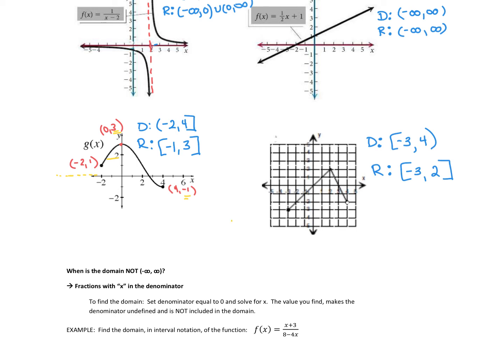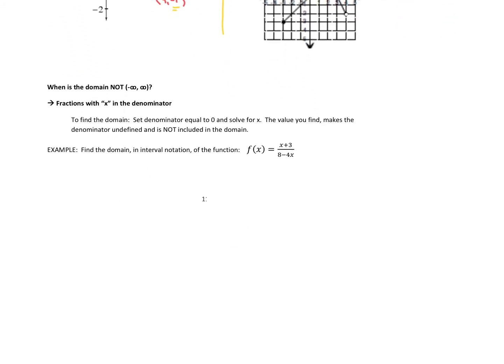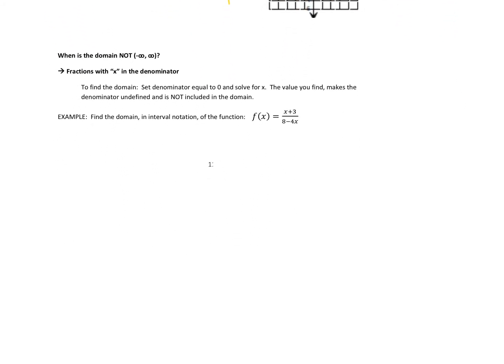Now let's take a look at when a domain is not infinity to infinity. So sometimes when we don't have the graph of a function, but we have the equation of a function, we still need to determine the domain. So there are 3 things that can cause problems for us. The first one is that if we have an x in the denominator of our fraction, because we know we cannot divide by 0. So this example says find the domain in interval notation.